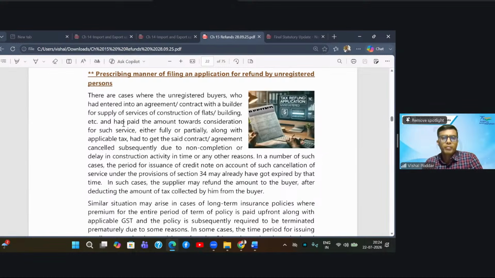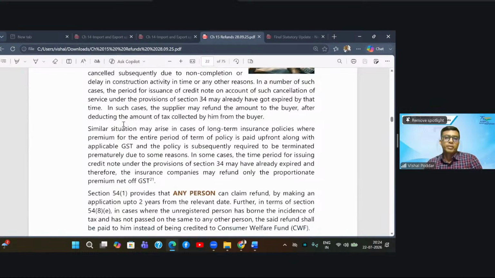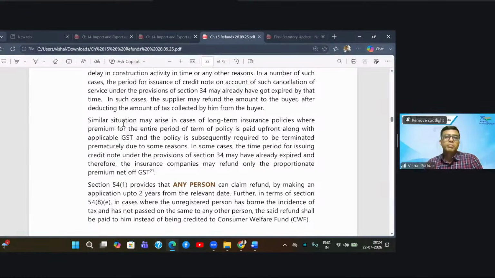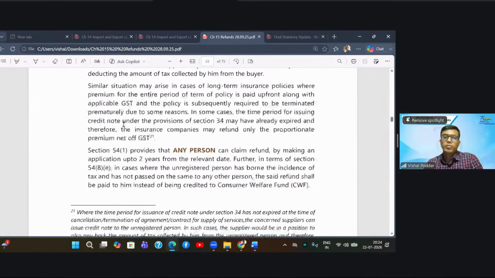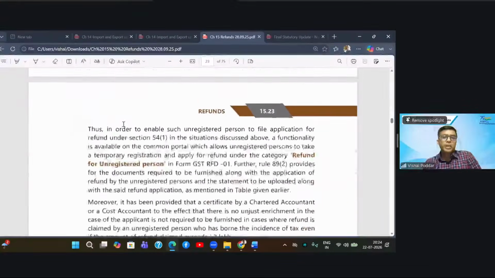Now if the builder can issue credit note, he will issue credit note and cancel the amount of tax. But where this is not possible for some reason and the builder is either unable or does not want to issue credit note, in such cases, the buyer may apply for refund. Now, the problem is that the buyer may be unregistered because the buyer is a home buyer and maybe doing it for personal use, maybe a salaried person and maybe unregistered. In this particular case, the challenge is how will the unregistered person make an application?